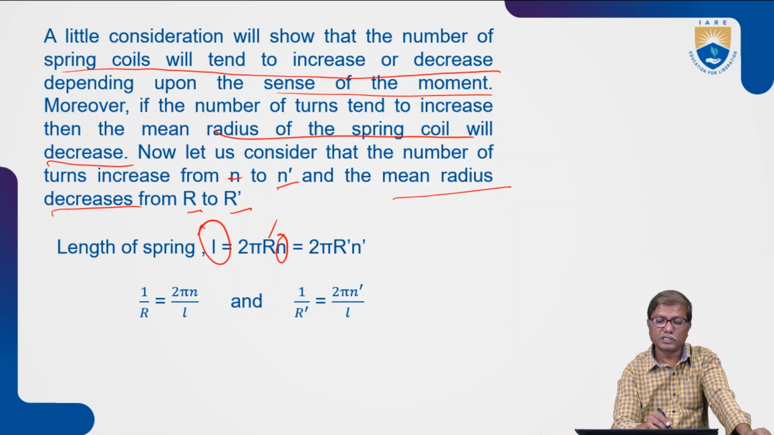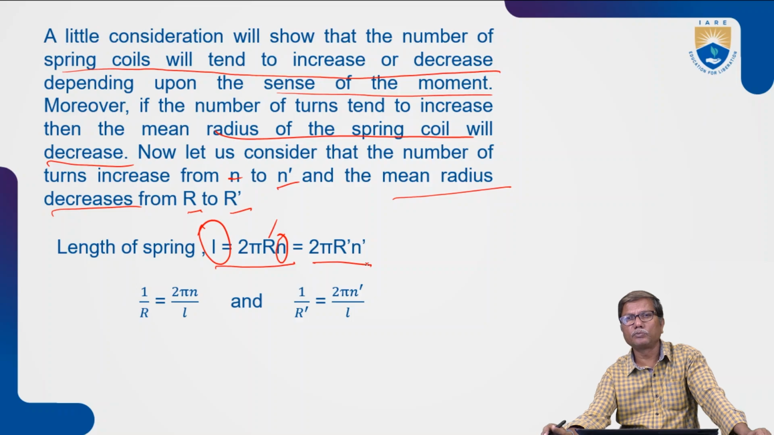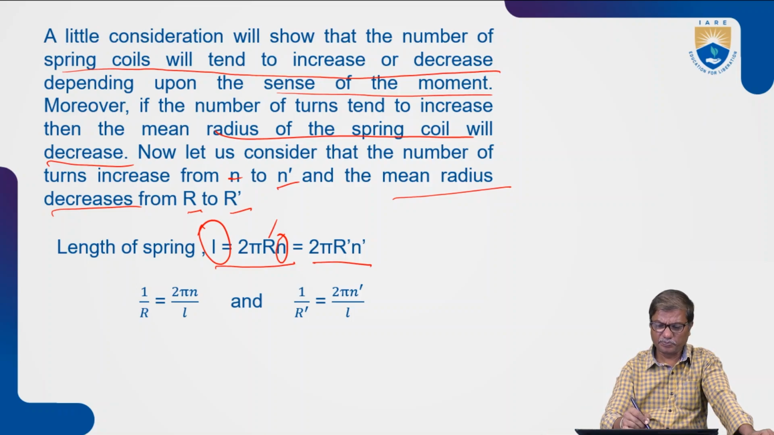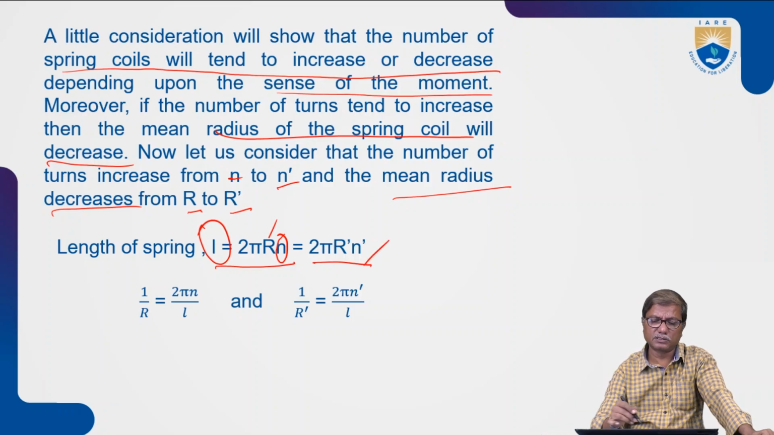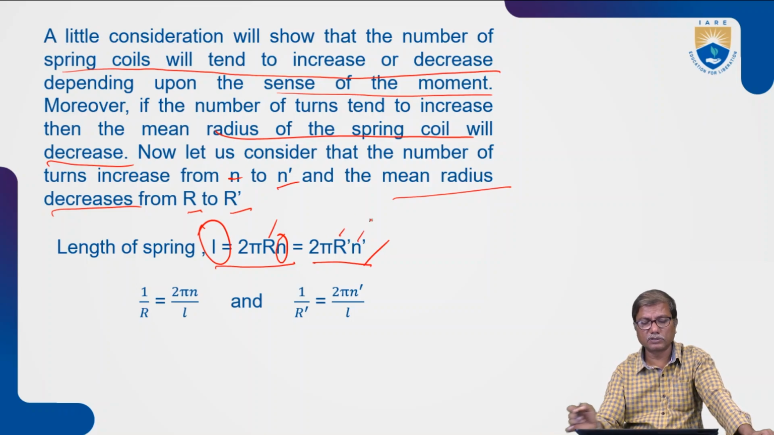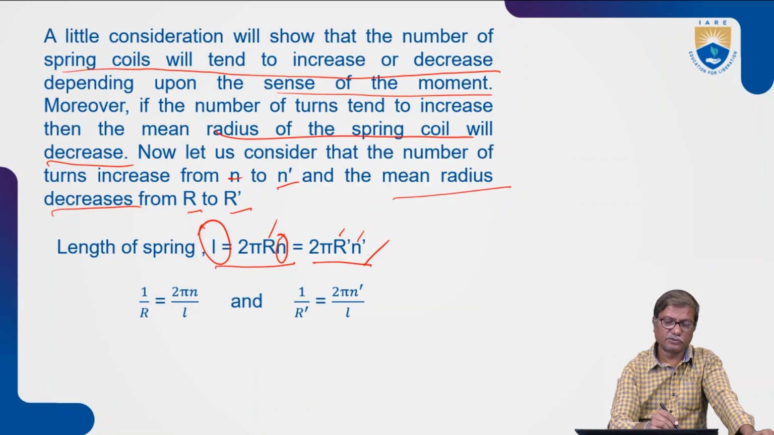So in both the cases the length should be same. What is the length? 2 pi r into n, number of turns, okay. When subjected to twisting moment, axial twist, radius is now r dash and number of coils is n dash. So the length is 2 pi r dash n dash. And what is the curvature? In case 1, the curvature is 1 by r.